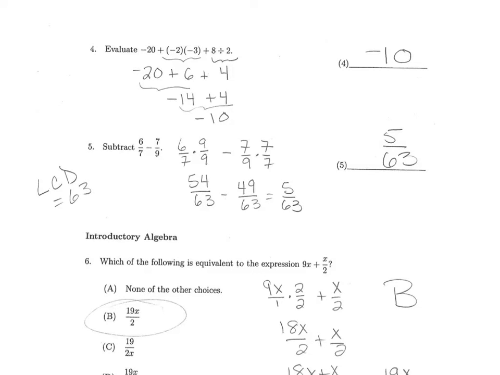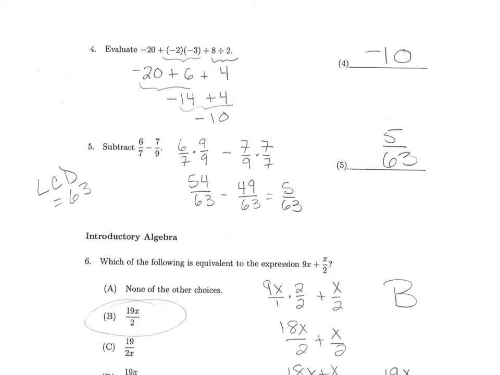For number 4, we need to use our order of operations. We are going to do multiplication and division at the same time from left to right. So negative 2 times negative 3 is positive 6. 8 divided by 2 is 4. Notice the little braces, bring them down to show you what number comes from where. The negative 20 comes along for the ride.